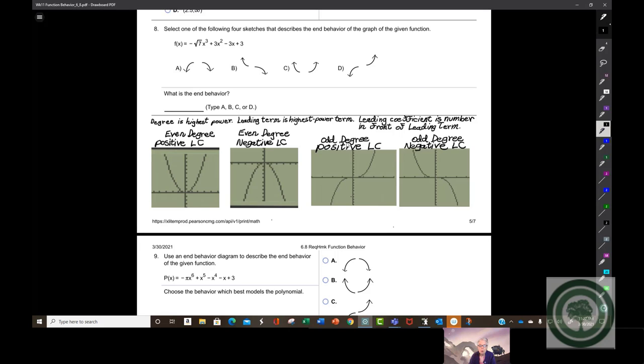we're going to talk about what a graph looks like out at negative infinity and positive infinity. Not in the middle, that's where all the interesting stuff is happening, but out at the ends. There are only four possibilities. And here they are.